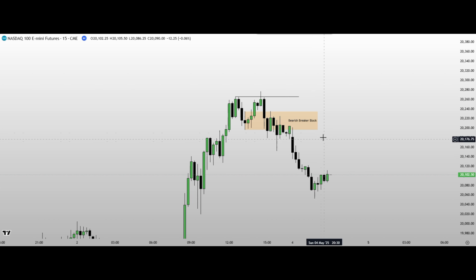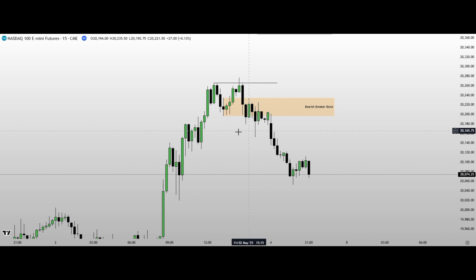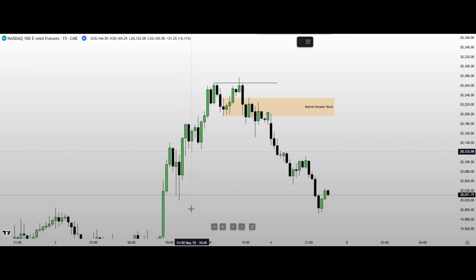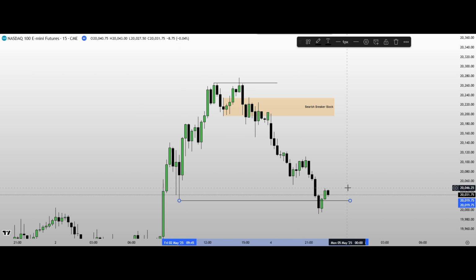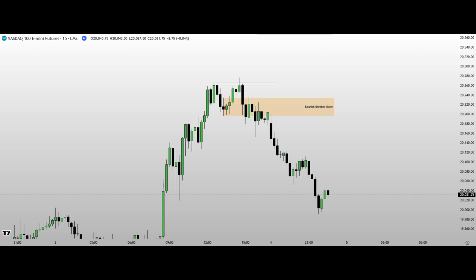And as you can see, there you go. We make a move starting to take out these lows. And so that's how you utilize that breaker. And there we go. We come for this liquidity right here. And so that's how you utilize the breaker to your advantage, to give yourself direction in the market.